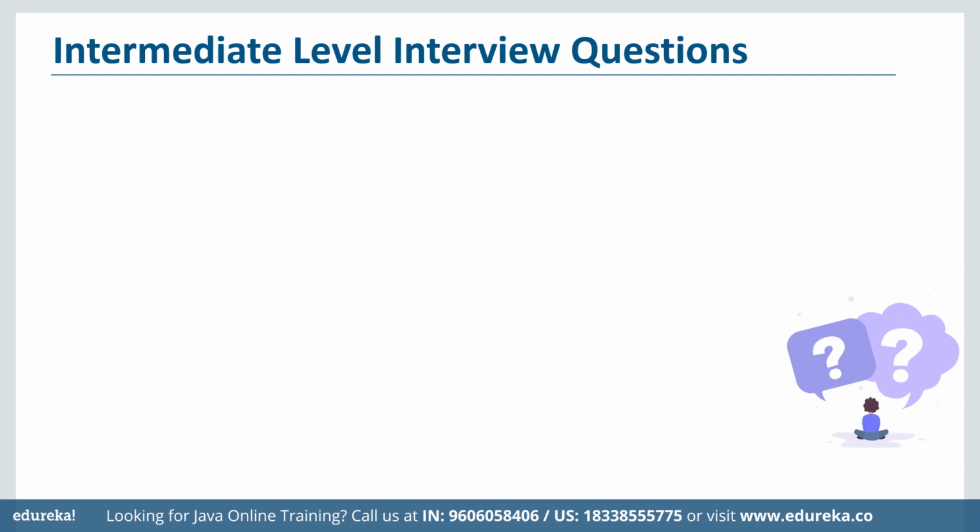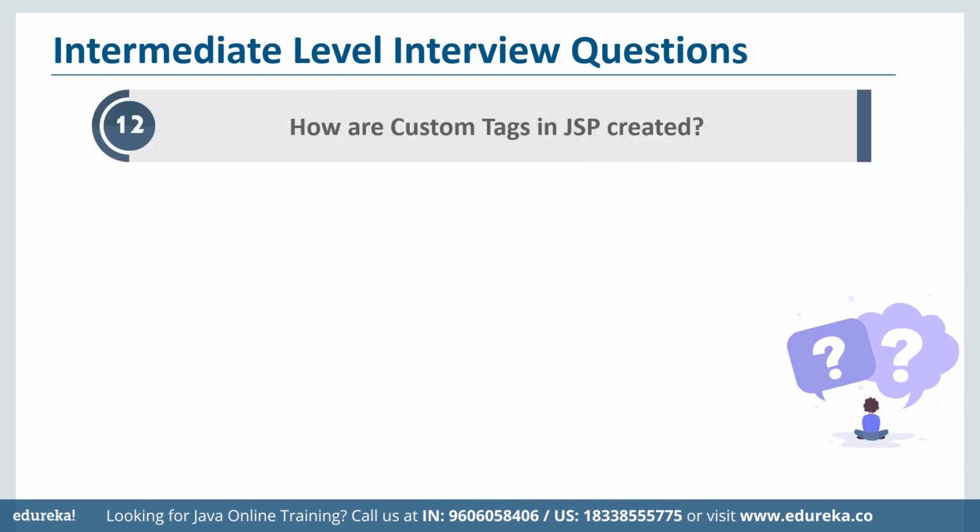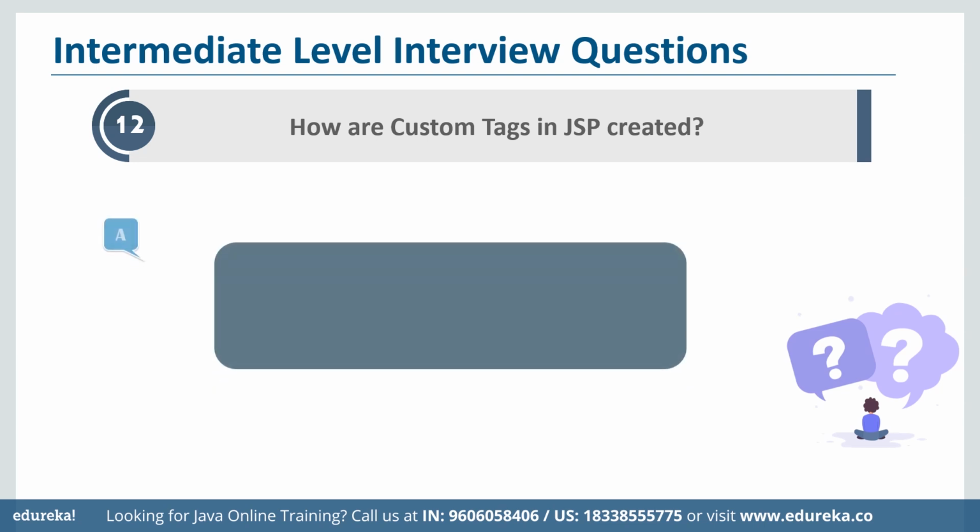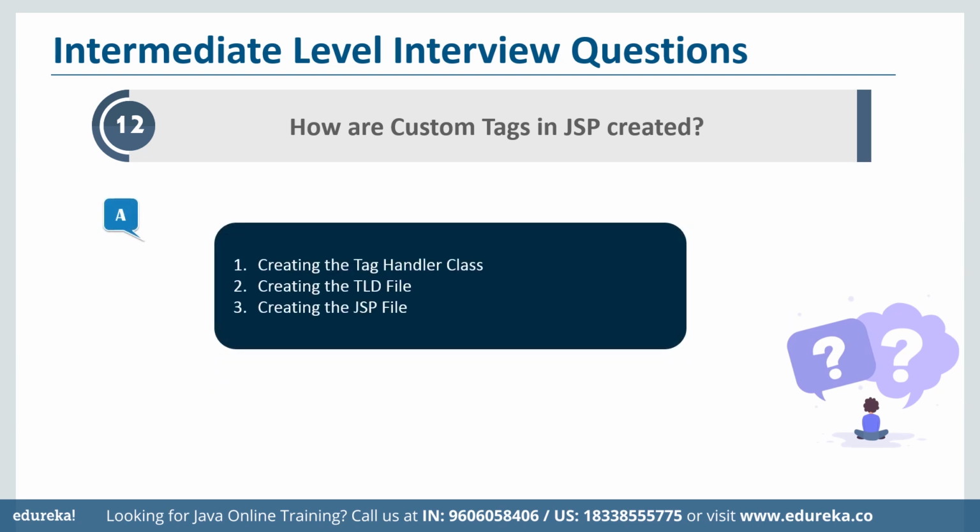The next question in the intermediate level is: how are custom tags in JSP created? The custom tags in JSP are created using the following steps. First, creating the tag handler class. To create a tag handler class, we need to inherit the TagSupport class and then override the doStartTag method. To write the data for JSP, we need to use the JspWriter class. The PageContext class provides the getOut method, which returns the instance of the JspWriter class. The TagSupport class provides the instance of the page context by default.